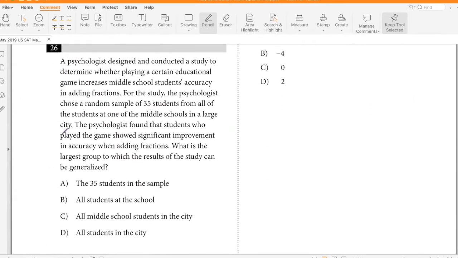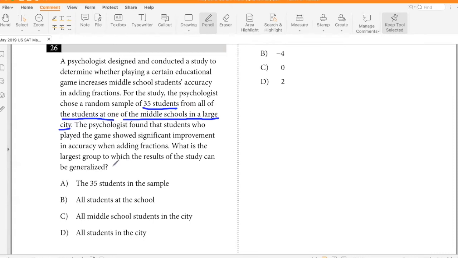A psychologist designed and conducted a study to determine whether playing a certain educational game increases middle school students' accuracy in adding fractions. For the study, the psychologist chose a random sample of 35 students from all of the students at one of the middle schools in a large city. The psychologist found that students who played the game showed significant improvement in accuracy when adding fractions. What is the largest group to which the results of the study can be generalized?